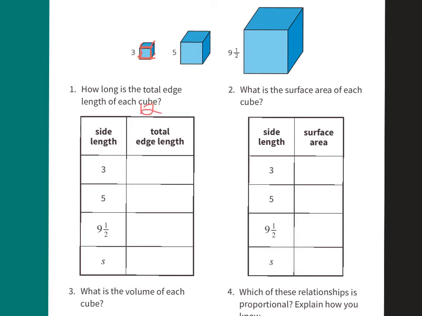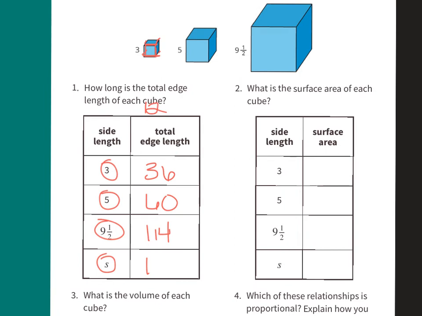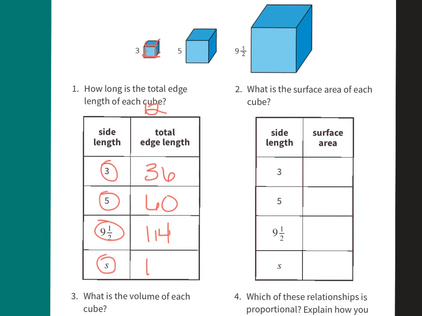So all I'm going to do is go 3 times 12. Or I'm going to take all of these numbers here and multiply them by 12. So 3 times 12 is 36. 5 times 12 is 60. 9.5 times 12 is 114. And 12 times s is just 12s. Okay? What's the surface area of each cube?